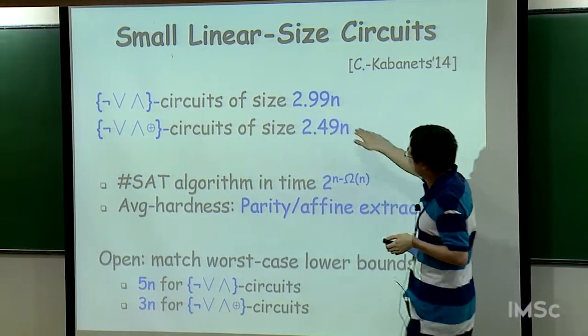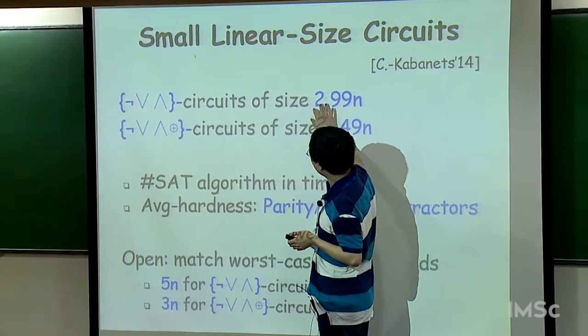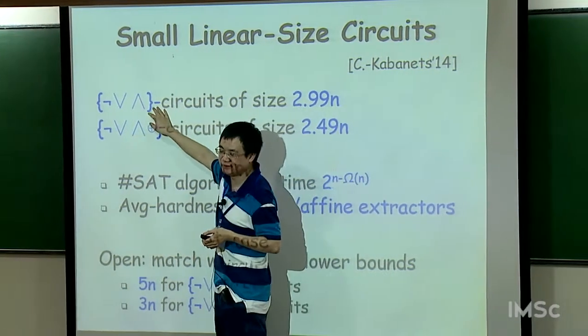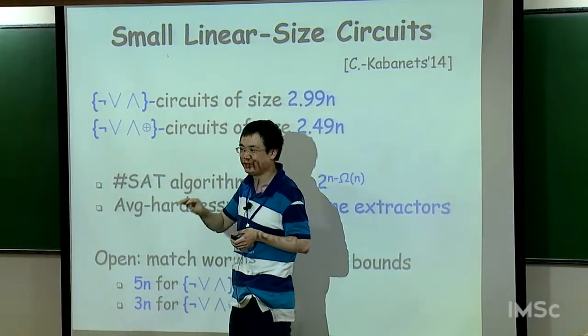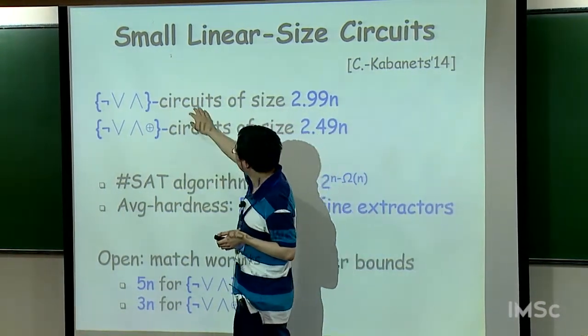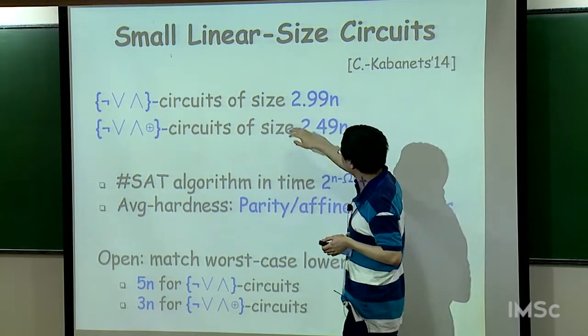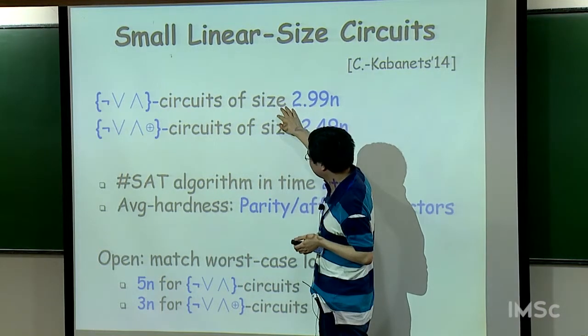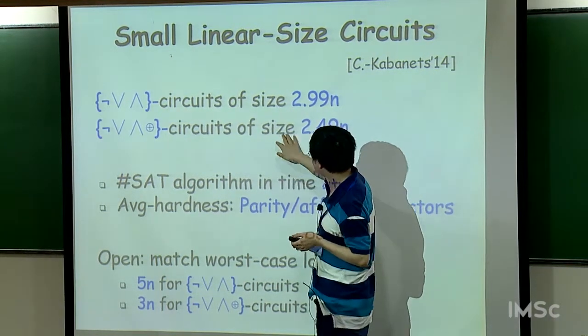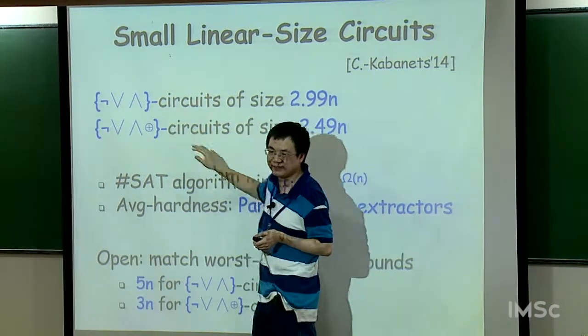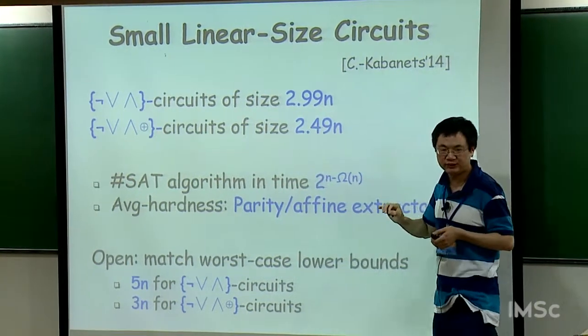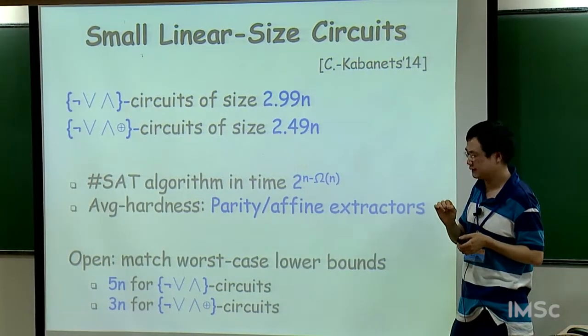So essentially, such kinds of circuits, almost 3n over De Morgan basis, is similar to De Morgan formulas of quadratic size. And then such kinds of circuits is similar to linear size formulas over the 4 binary bases.